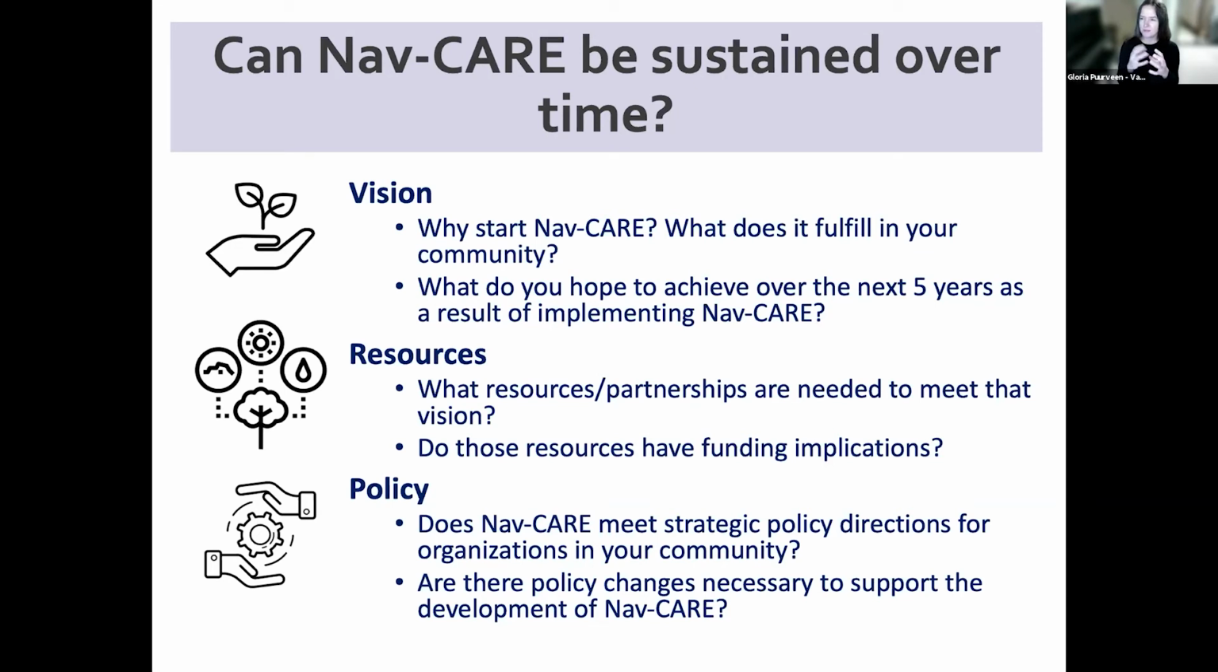So what kinds of resources and partnerships are needed to meet your vision? And does this have any funding implications? So how are you going to sort of support that vision to be realized? And then finally, thinking about how Nav-CARE meets these strategic policy directions for your organization in your community. So for example, as Anitra and Louise talked about, that compassionate community approach to care, for example, and whether there are necessary changes to policy to support the development of the program.